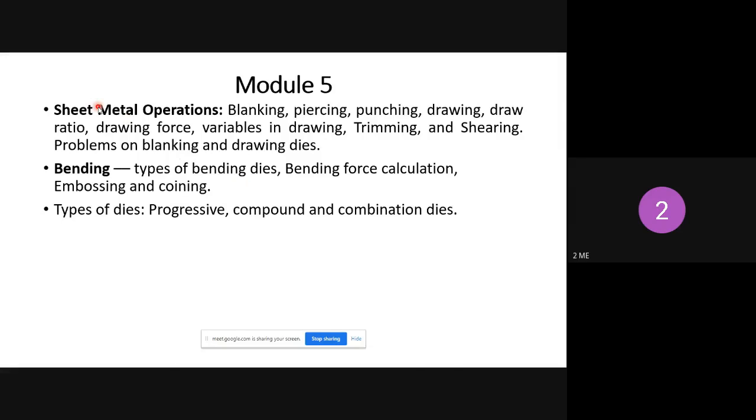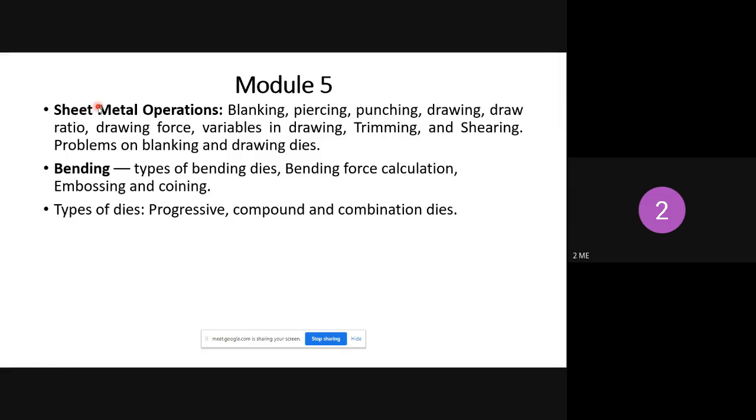Module 4 is related to forging operation: the basic definition of forming and forging operation, and next rolling operation, drawing operation and extrusion process. These are the four concepts of module 4, and in module 5 there are three concepts, which are very simple. The main concept is sheet metal operation. So all of you please note down this syllabus of module 5.